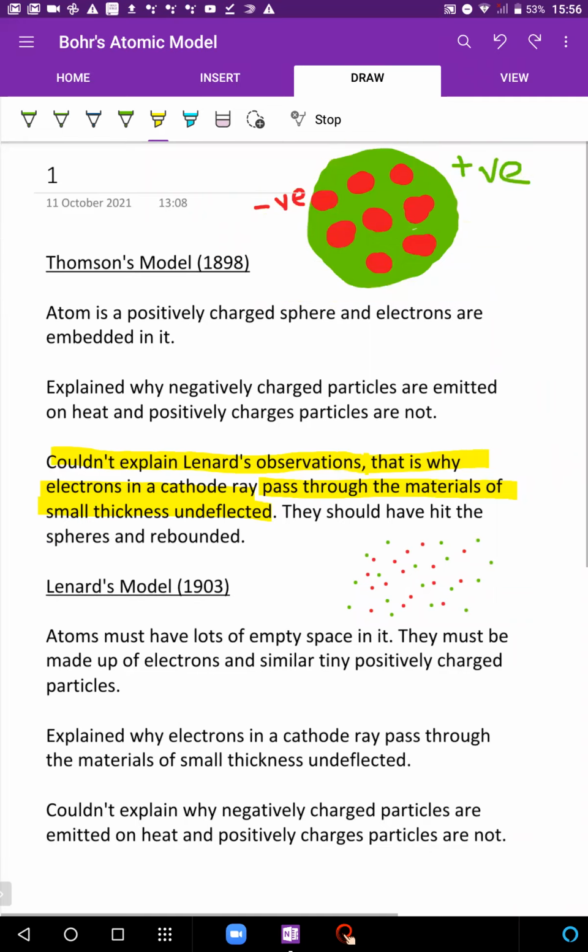But the fact that electrons could pass through thin foils undeflected implied that a large space of the body is actually empty. So he was right on track, but when he came up with his model, he messed up a little bit. He said, okay, atoms must have lots of empty space in them.